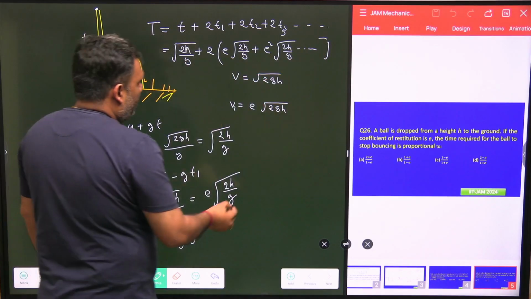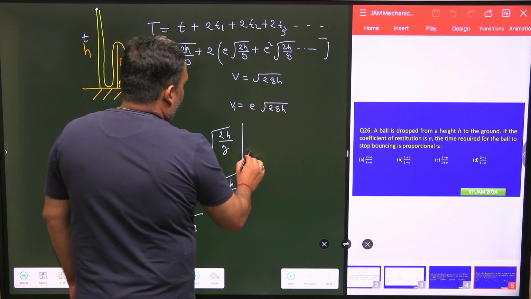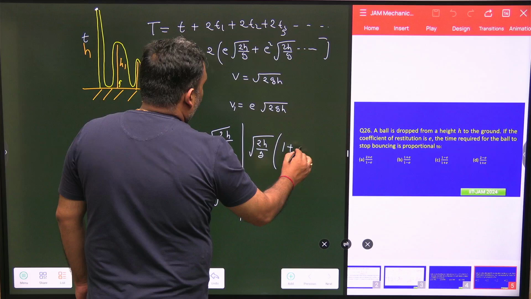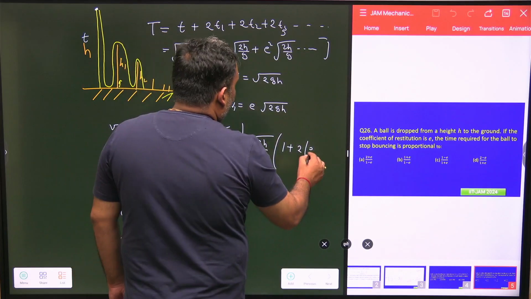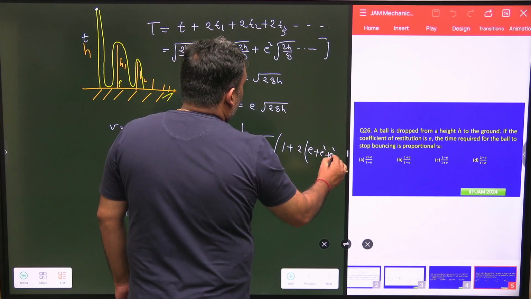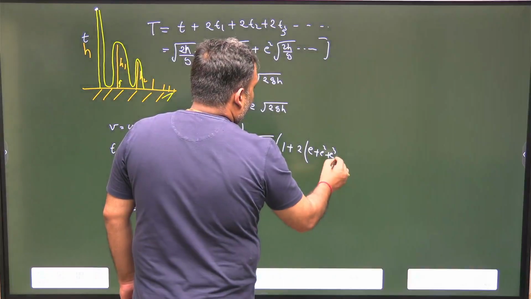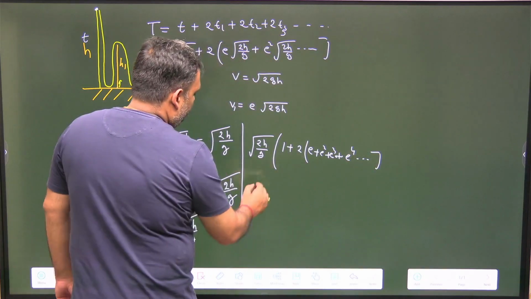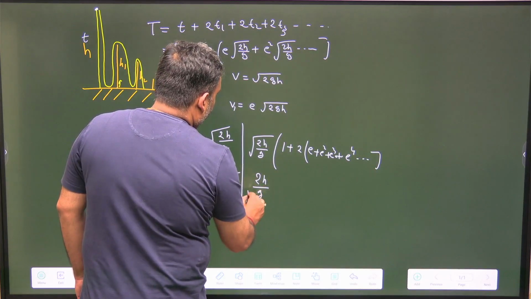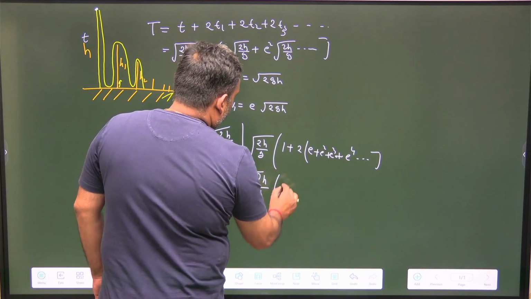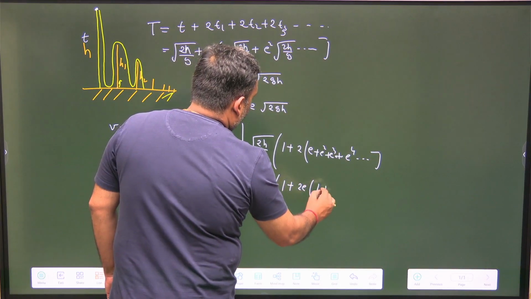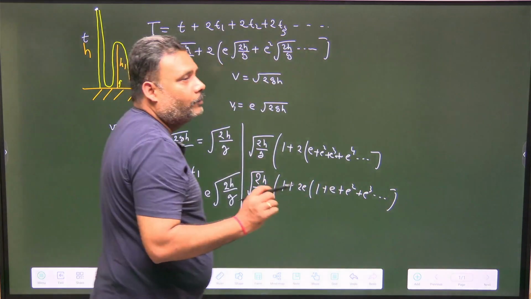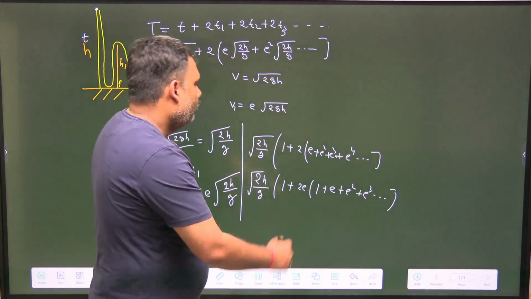So what will we get? I am just going to solve here. We can take the value root 2h upon g outside, and what we have is 1 plus 2 times the series e plus e square plus e cube, and so on. So we can easily solve this one. So root 2h by g, and 1 is there, we can take 2e common, 1 plus e plus e square plus e cube. And e is obviously between 0 and 1. This is all about the coefficient of restitution.